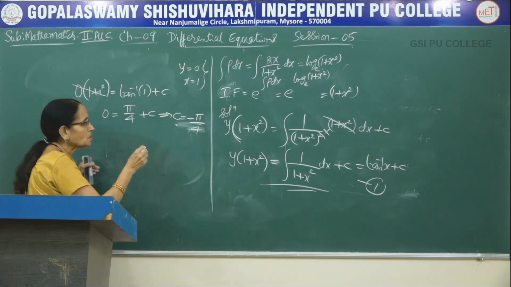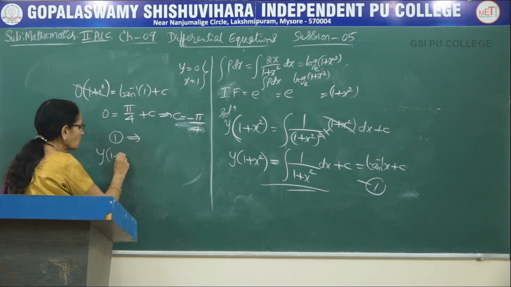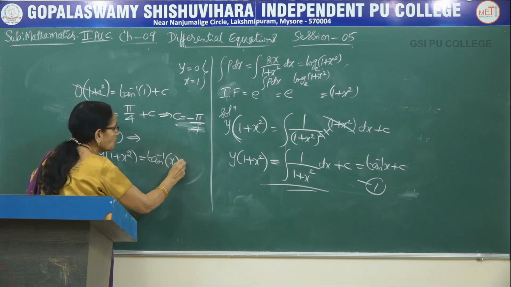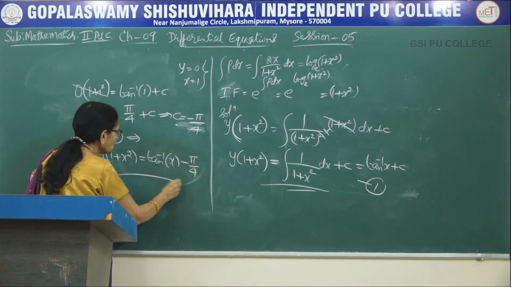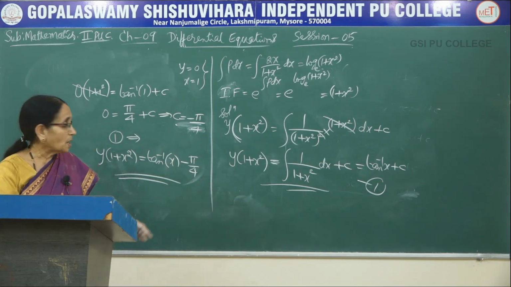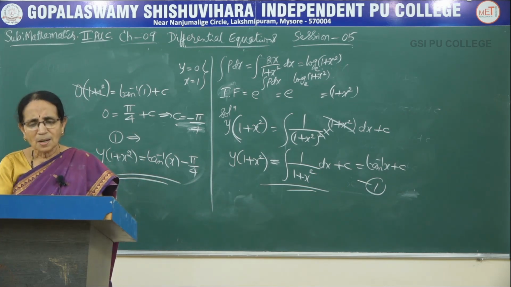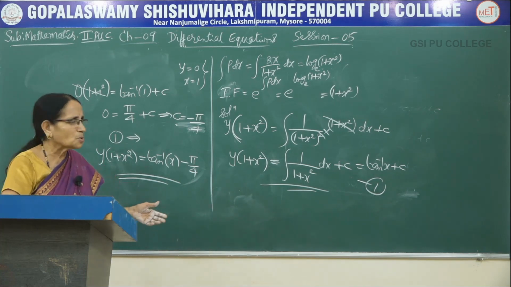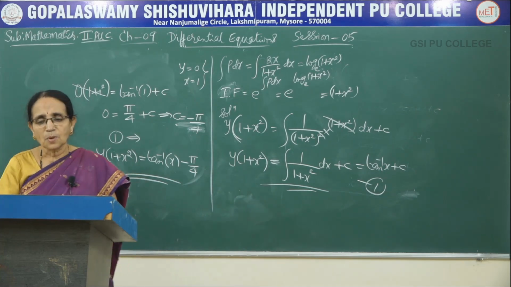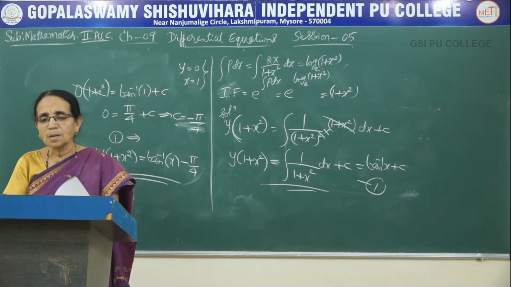Substitute this value in result 1. Therefore, result 1 becomes y into 1 plus x square equal to tan inverse of x minus pi by 4. No other simplification is necessary. Even if you divide by 1 plus x square, it does not come to any simplified form, so there is no use in that. You can stop here: y into 1 plus x square equal to tan inverse x minus pi by 4. This is the particular solution for this problem.